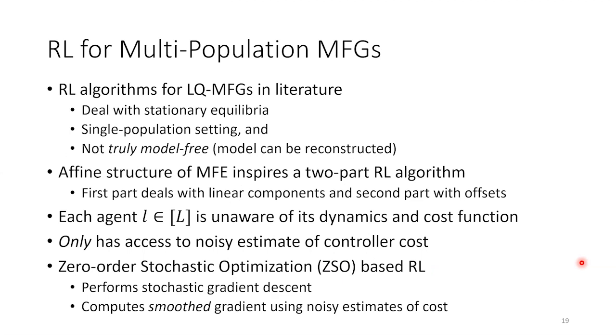So now we move to the RL part of the talk. I don't have a lot of time, so I'll try to go a bit fast. The RL algorithms in the literature mostly deal with stationary equilibrium. What that means is that they assume that the aggregate behavior, or the mean field, is static and not changing. They mostly deal with the single population setting and they're not truly model-free. What that means is that the model of the agent can be reconstructed under the information structure that is.